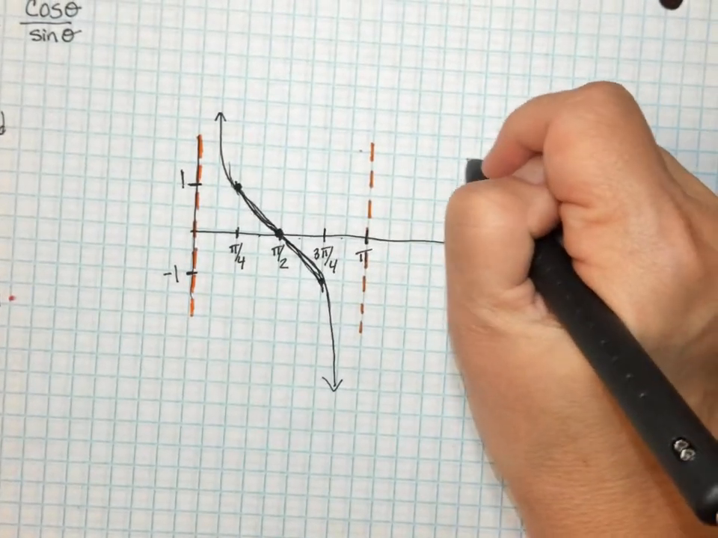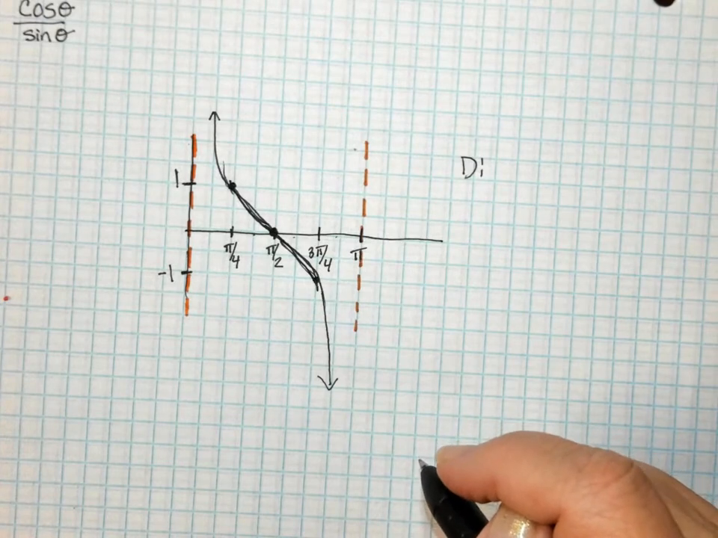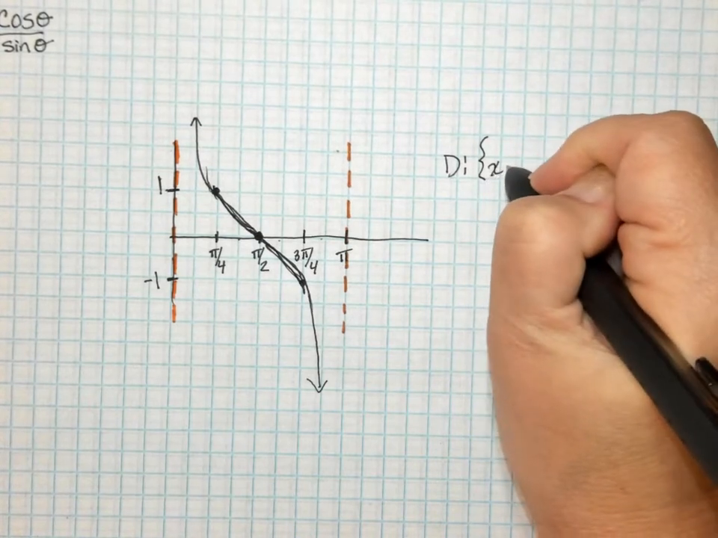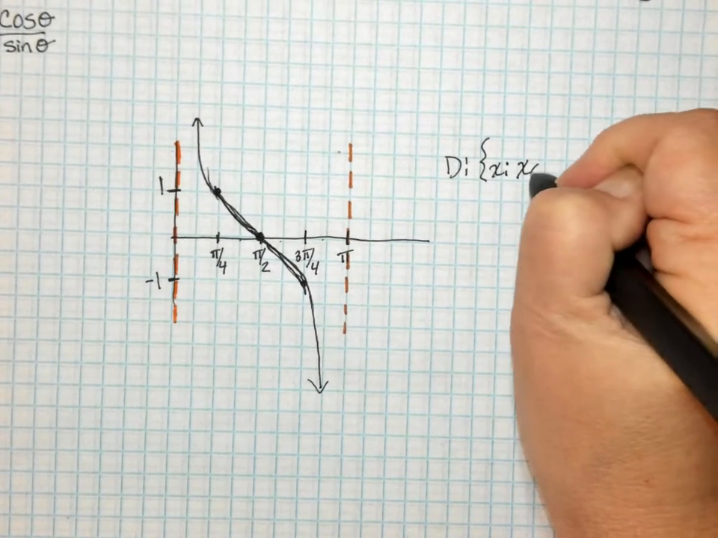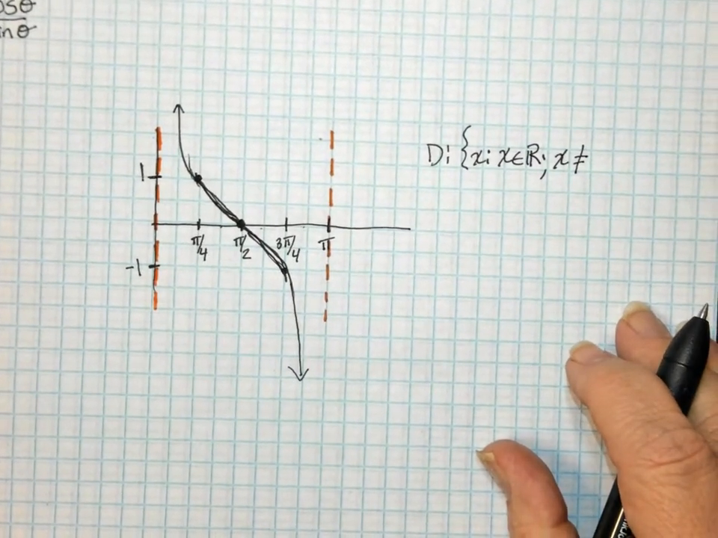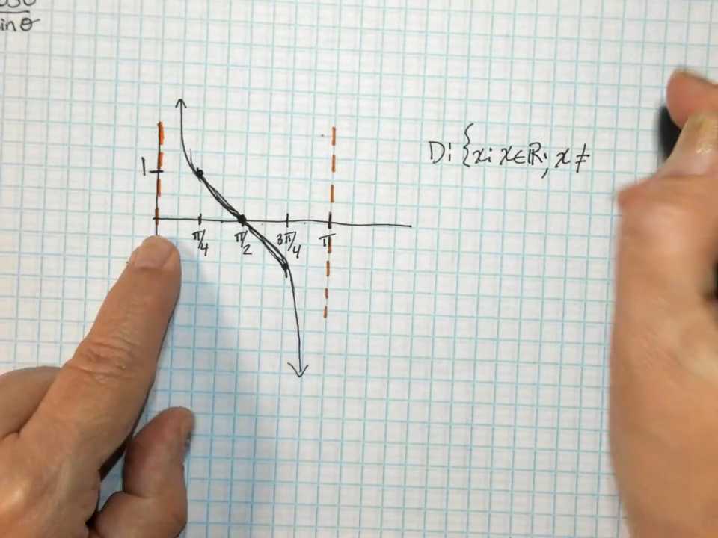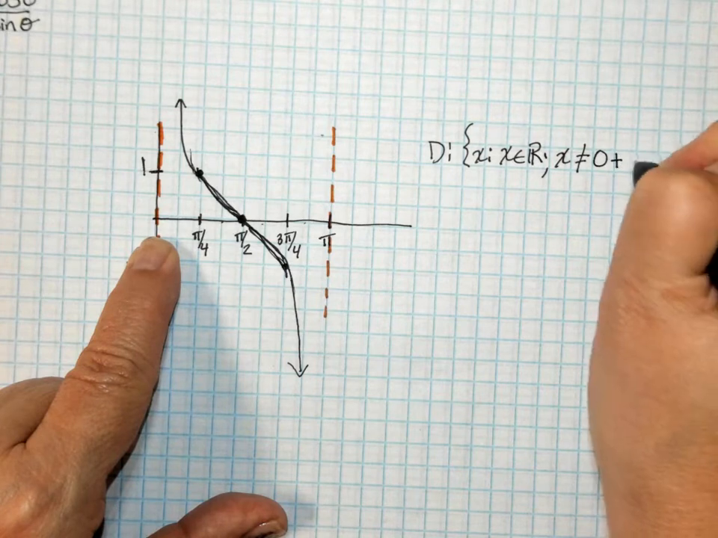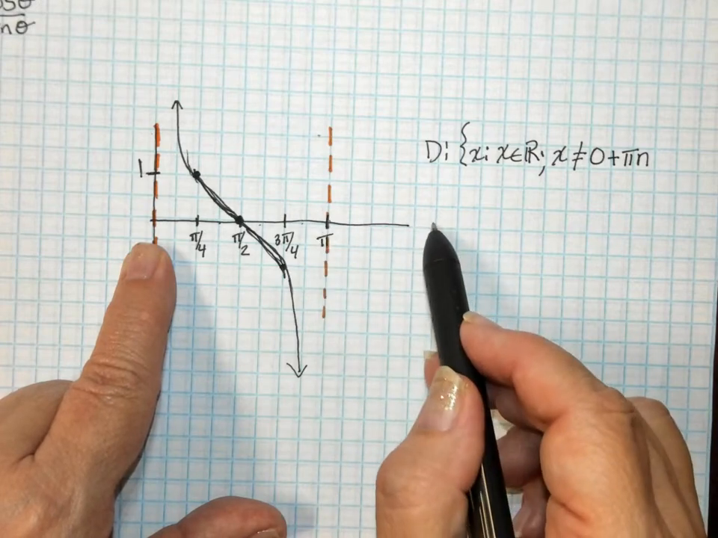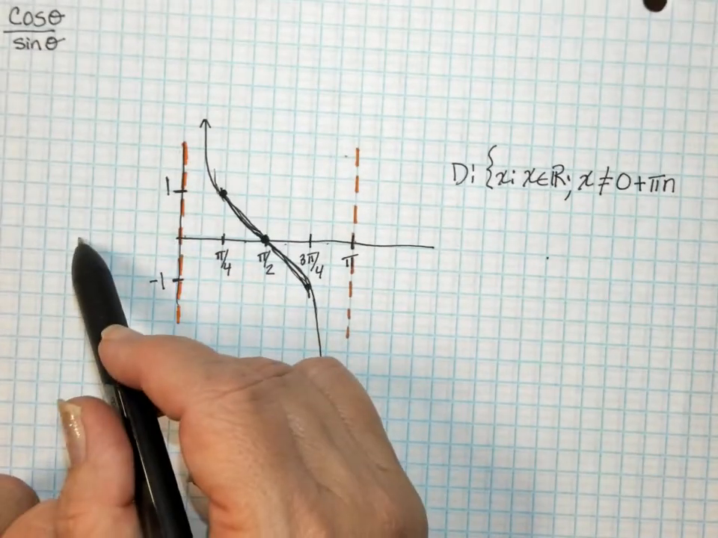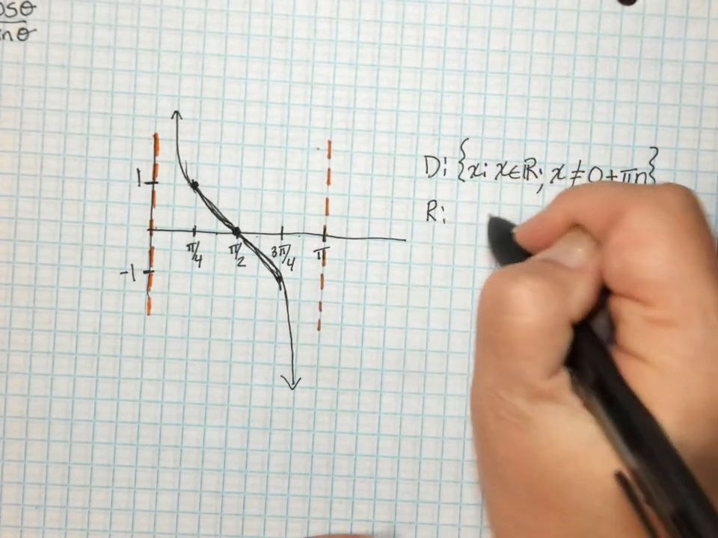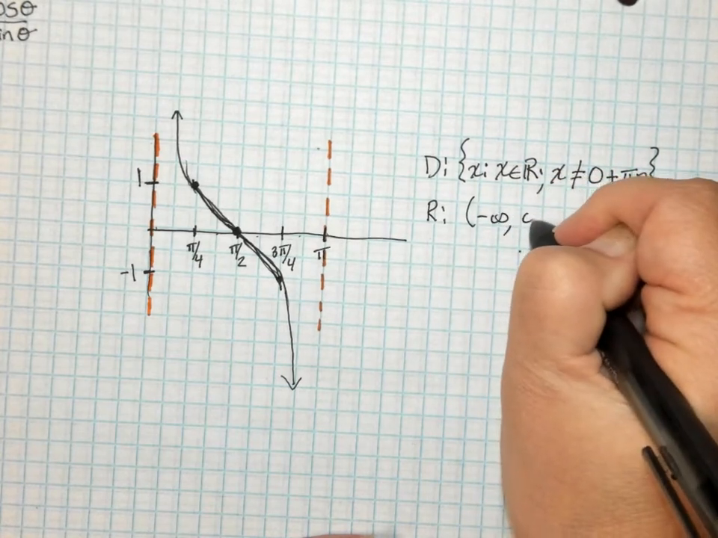So, attributes, domain. I hope you can see again, this domain is going to be very restricted because it's going to have a ton of asymptotes. So x, such that x is an element of the real numbers, but x cannot equal a bunch of stuff, right? x cannot equal 0 plus pi n. Do you see that every time? Pi, and then you'd add another pi and another pi, or you subtract a pi, there's going to be an asymptote. Range, on the other hand, simple. All real numbers, negative infinity to infinity.